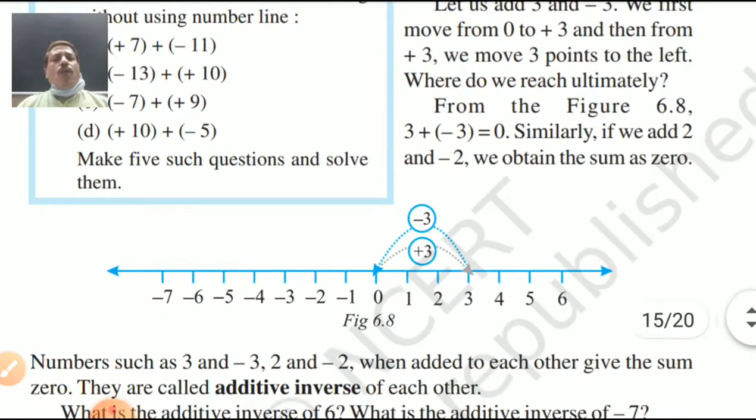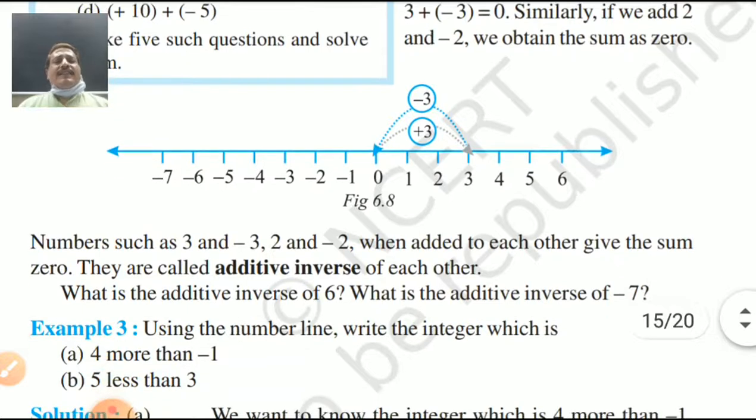Yes. What about the minus 3 and plus 3? 0. First jump on the plus 3, then come back to the 0, minus 3. Left side, you will be on the same place, 0. So we can say that is an additive inverse. Additive inverse for addition of integer is 0. Nothing will be changed. Same one.